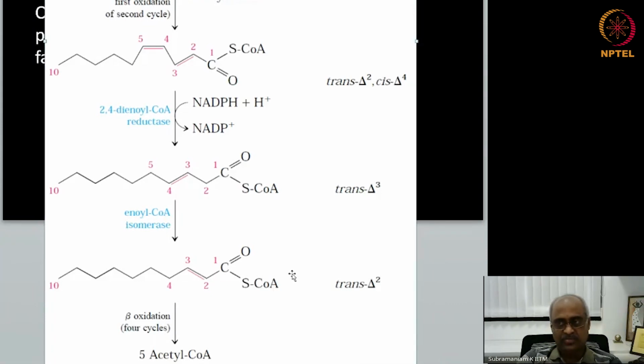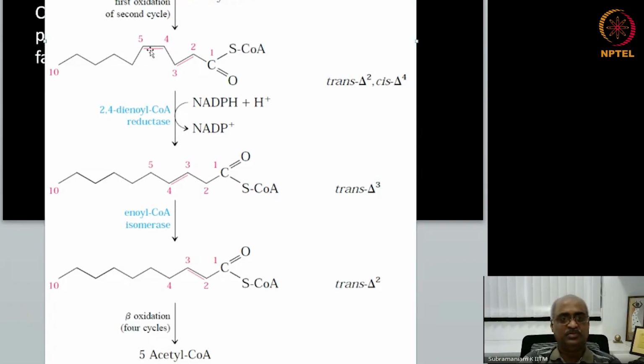So once again, if it is monounsaturated, just the cis needs to be converted to trans, and for that you need an isomerase. And if there are multiple double bonds, then the double bonds can be at the wrong position between wrong carbons, and therefore a reductase is required to reduce a double bond. And this reductase not only reduces a double bond, it also repositions.